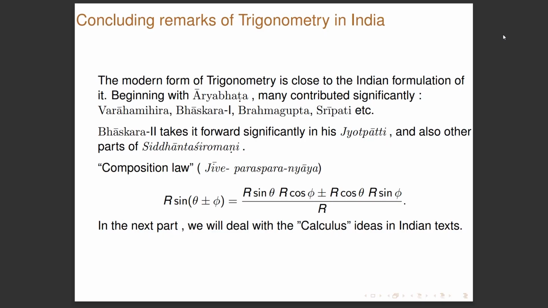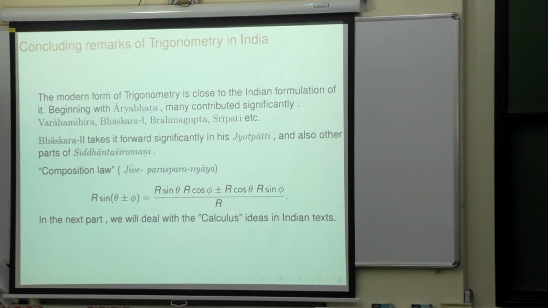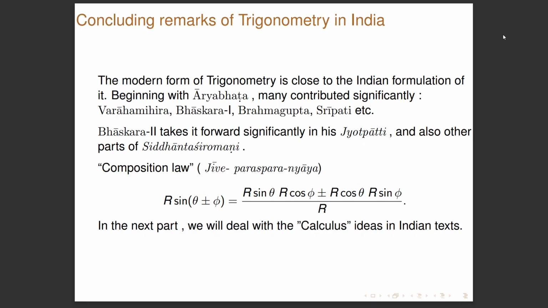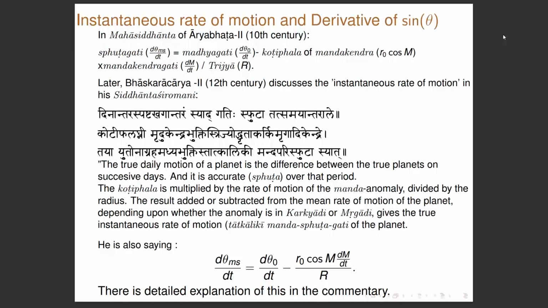And he also gives this composition law. It's called Jiva Paraspara Nyaya. Nyaya is rule. Jiva is sine. Paraspara is mutual. You see, because you get sin theta cos phi and cos theta sin phi. So now we'll move on to these calculus ideas.